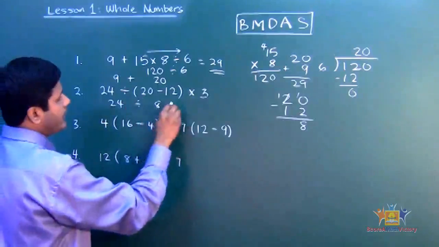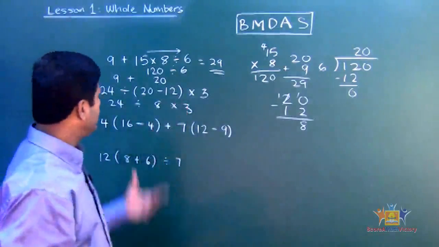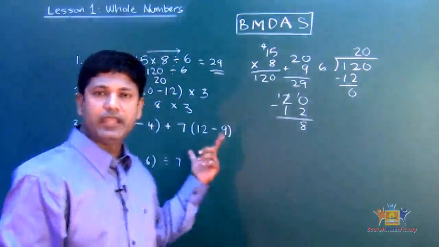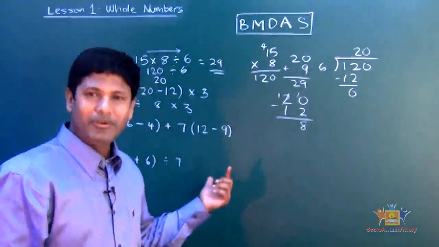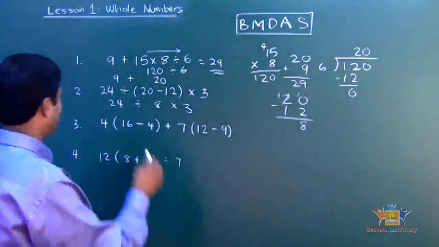And then let's rewrite. 24 divided by 8 times 3. So now look at that. You got division and multiplication together in that problem. What method do I use? Very good. Left to right method. Okay, so we're going to go left to right.